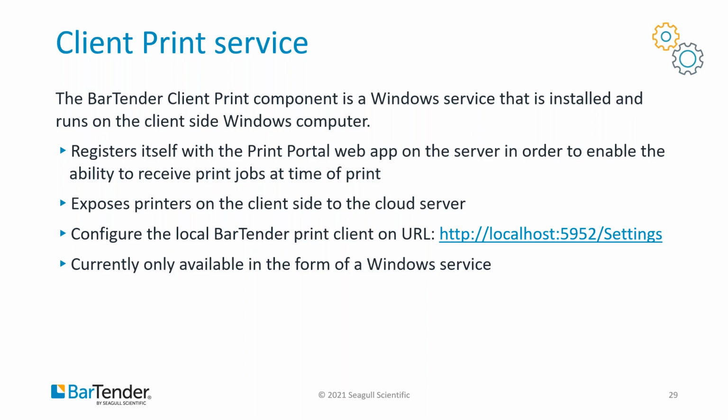Of course, the user can configure their cloud print service, which they've installed locally on their Windows PC, and that can be configured by navigating to a local URL on their client computer. As you'll notice there, it's using port 5952 and then settings. So localhost simply refers to their own computer.